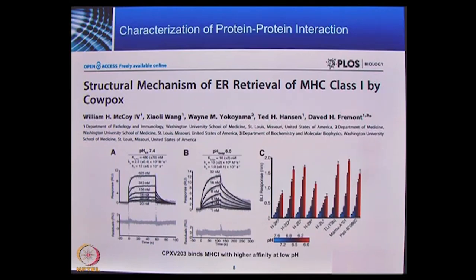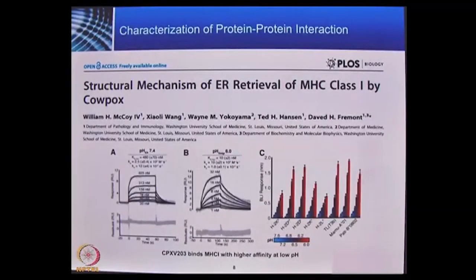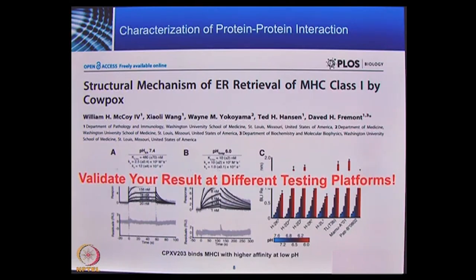And in another experiment, they then performed the analysis using the BLI technology. And the data shown here supports that the kinetic constants achieved with BLI technology are the same as the ones achieved with SPR technology. So the main purpose of this study is to show us that it is very important to validate our results on different testing platforms. This will help us be sure that the results we get are not false positives. I believe this kind of thinking will be very useful when you are designing your own experiments.